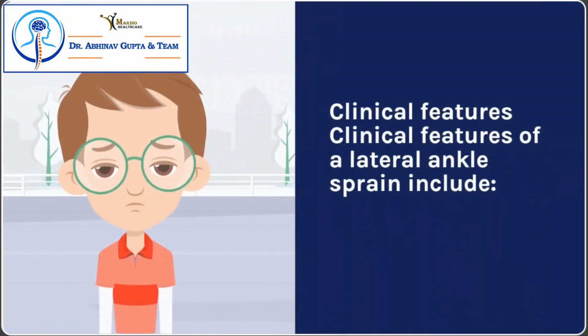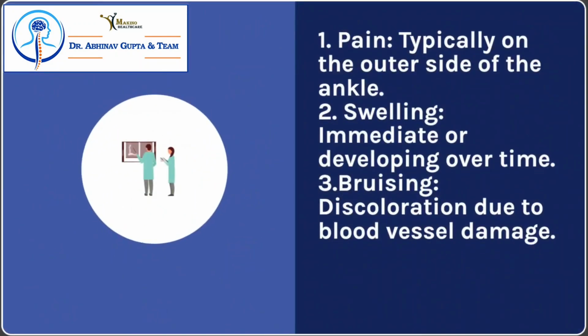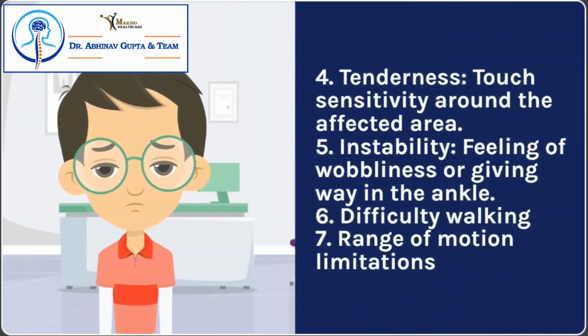Clinical features. Clinical features of a lateral ankle sprain include 1. Pain, typically on the outer side of the ankle. 2. Swelling, immediate or developing over time. 3. Bruising, discoloration due to blood vessel damage. 4. Tenderness, touch sensitivity around the affected area. 5. Instability, feeling of wobbliness or giving way in the ankle. 6. Difficulty walking. 7. Range of motion limitations.